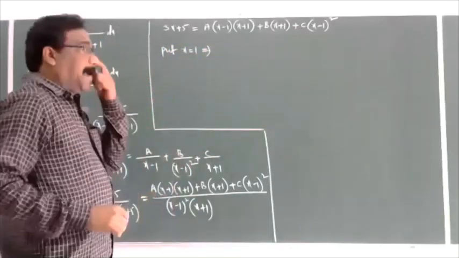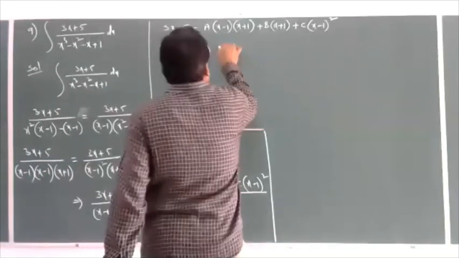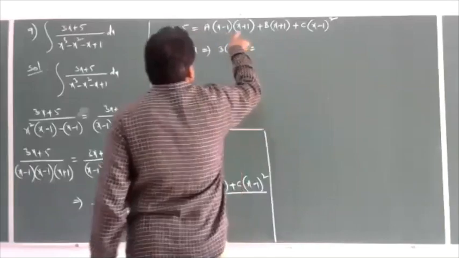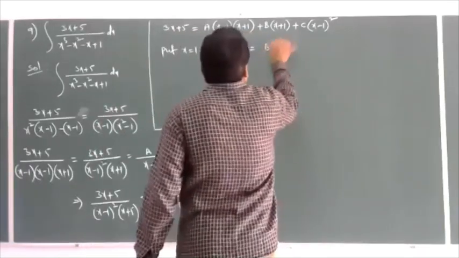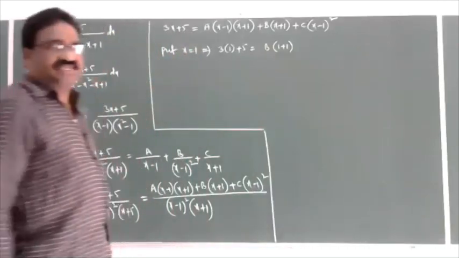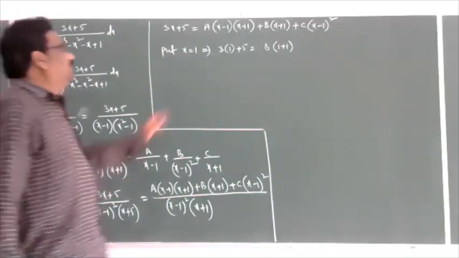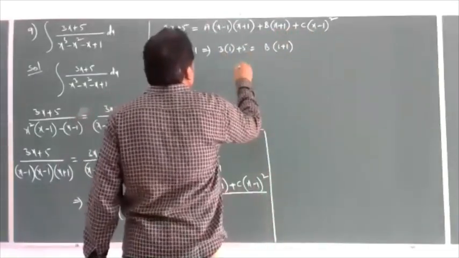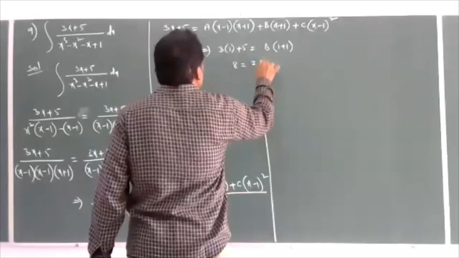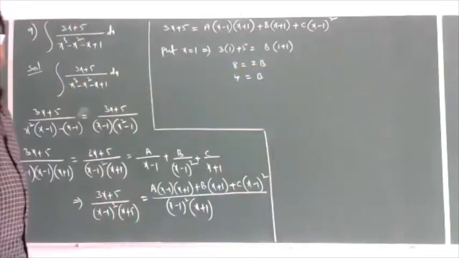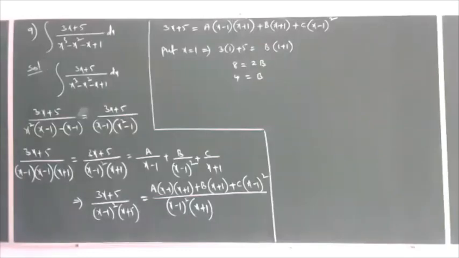That implies 3 into 1 plus 5 is equal to, this term goes to 0, this term goes to 0, that is B into (1 plus 1). So 3 plus 5, 8 is equal to 2B. From this, 4 is equal to B. B is equal to 4.